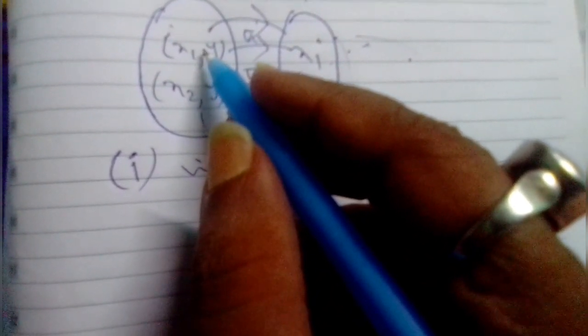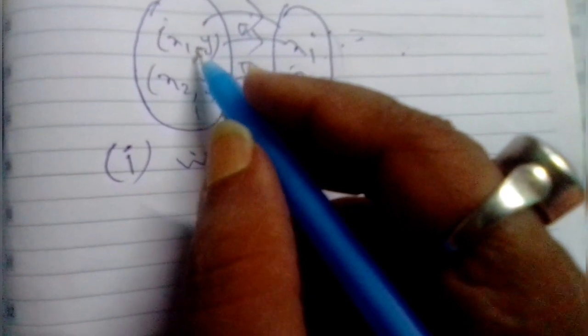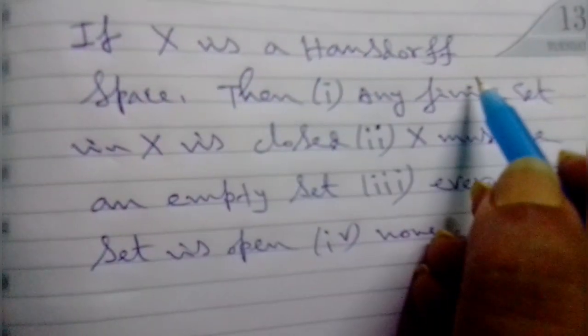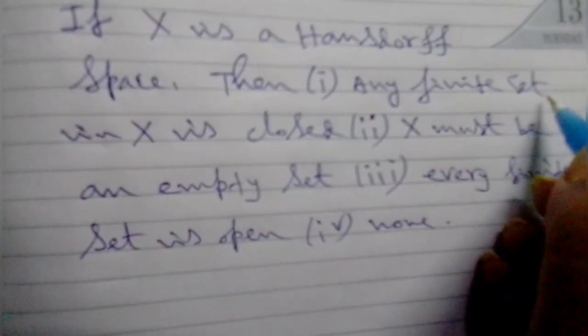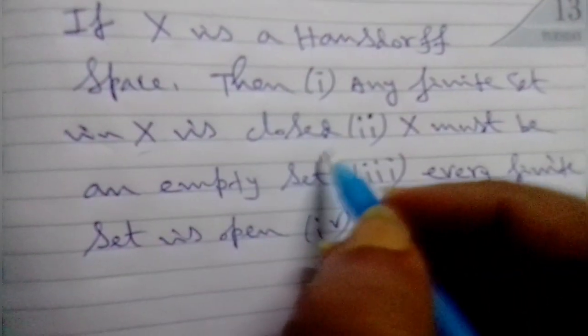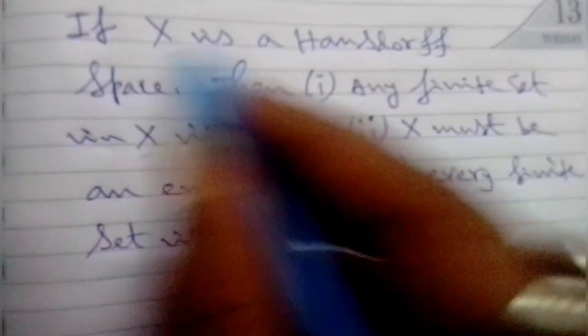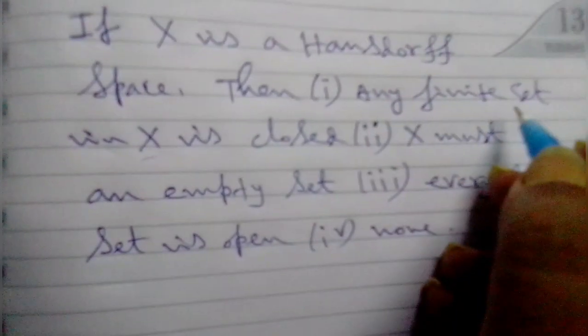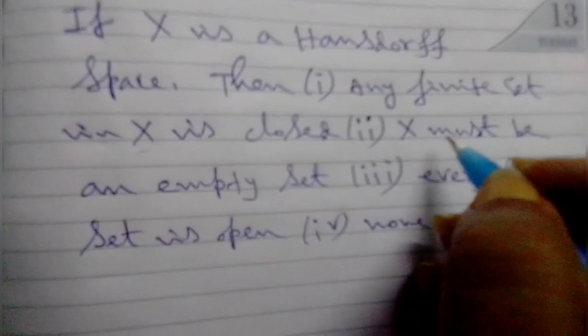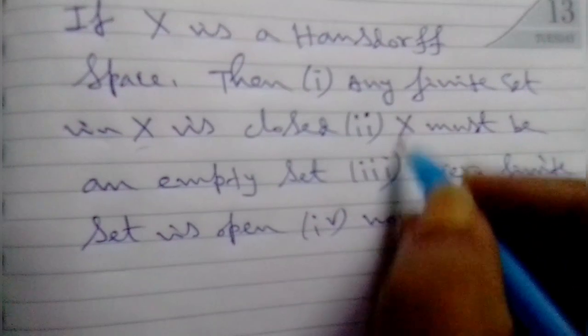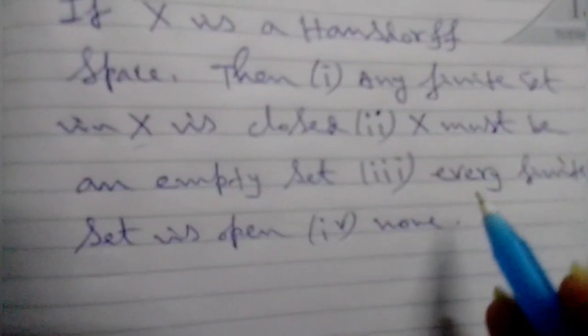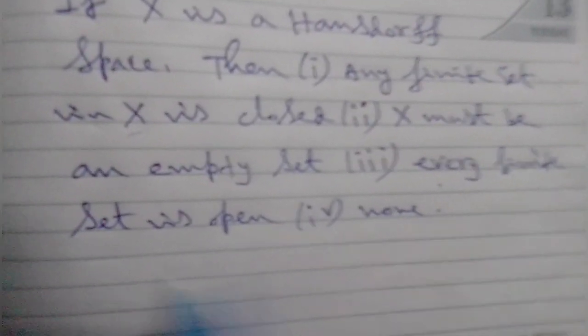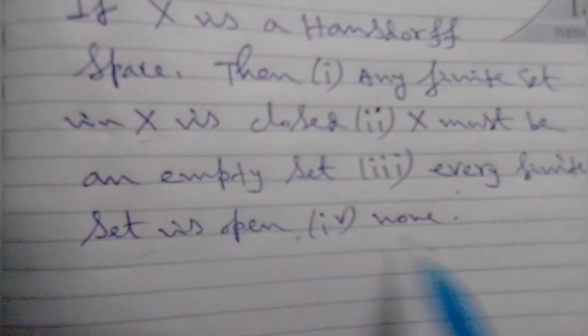Now let's look at another definition and another problem. If X is a Hausdorff space, then any finite set in X is closed; or X must be an empty set, no such set exists; or the set contains only 5 elements; or every finite set is open; and the fourth option is none of the above.